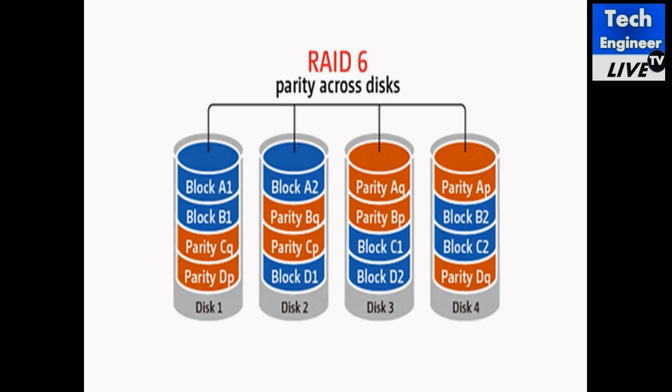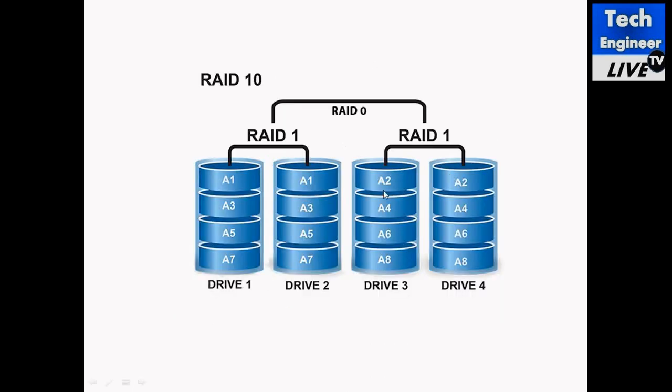Now RAID 10 is a combination of RAID 0 and RAID 1. RAID 1 will be a mirror across 2 hard disks, and RAID 0 will increase the performance and the operations in the working. RAID 6 and RAID 10 are almost the same, the only difference being how the data is saved. Otherwise RAID 6 and RAID 10 are almost the same.